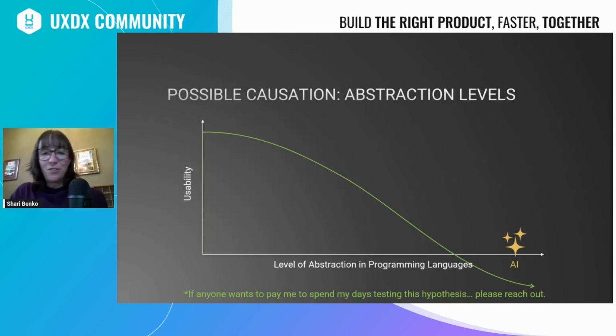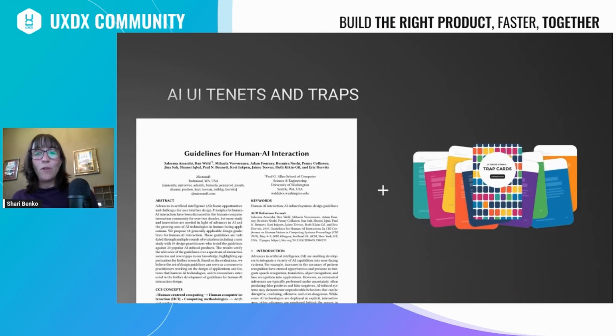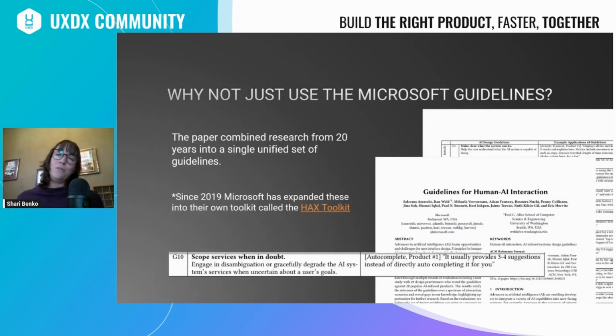So as I started to think about that, I thought, okay, well, what can I do, right? Well, what I'm about to present is a combination of the Microsoft guidelines for human AI interaction and UI Tenets and Traps cards. And this is something I wanted to share with everyone here because if we're going to stop the downfall of humanity, we need a tool to help us do that. So, why not just use the Microsoft guidelines?